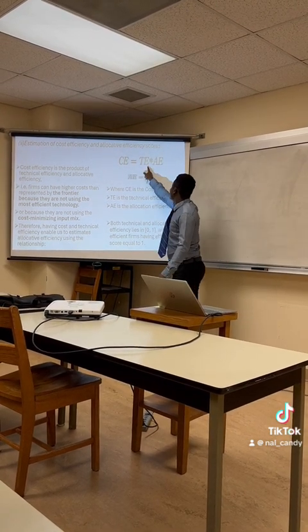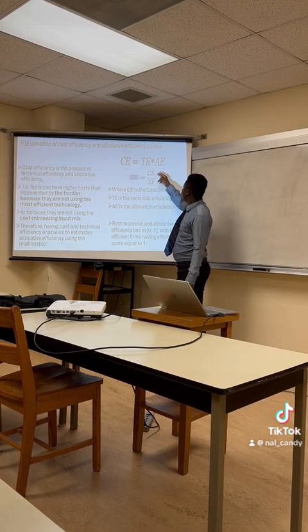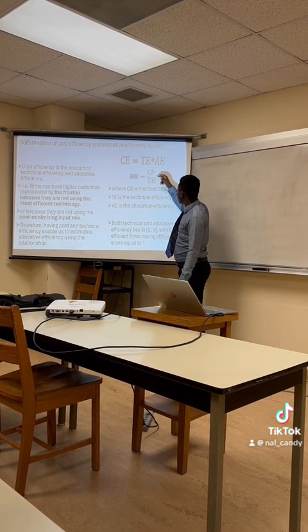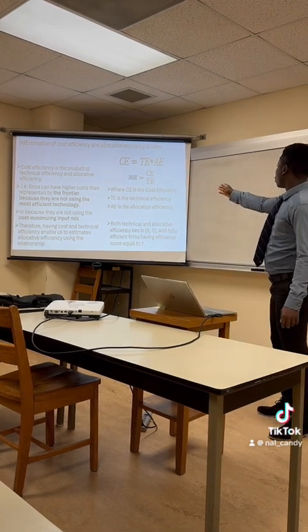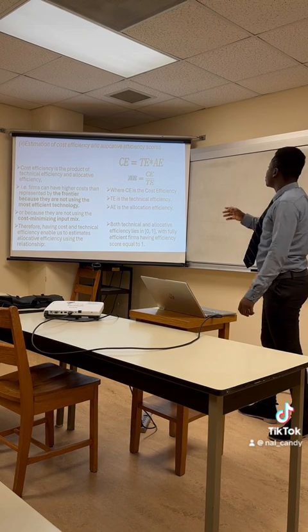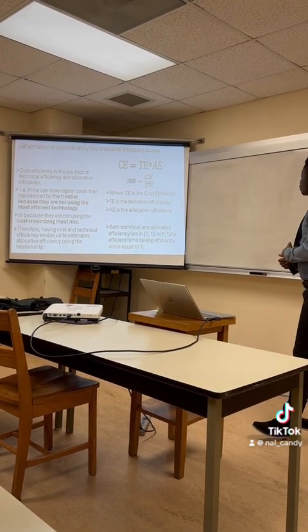When we divide this by TE, we end up having the allocation efficiency, which is equal to cost efficiency over technological efficiency. So CE is the cost efficiency, TE is the technological efficiency, and AE is the allocation efficiency.